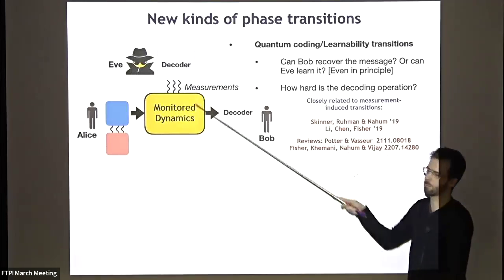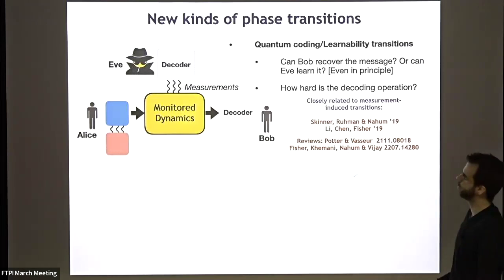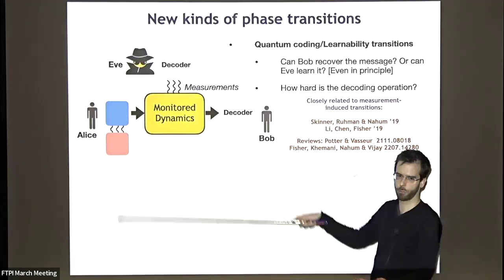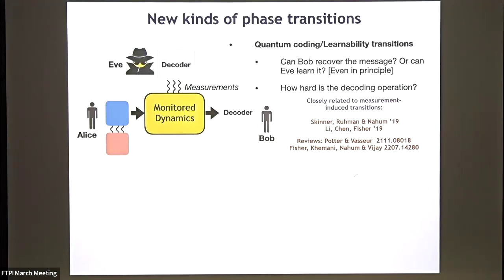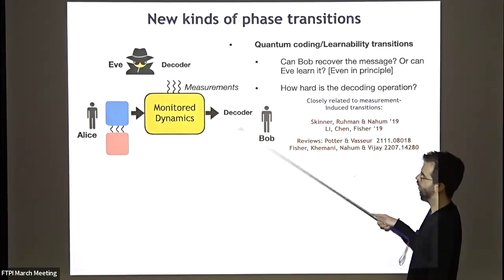Okay. And the basic question that we're going to ask is whether Eve can actually get any information from those measurements. So this is asking something rather fundamental, I would argue: say you have a many-body quantum system, you measure it in some way, do you actually learn anything? Okay, and you'll see that just answering that question is actually non-trivial. And there are actually different phases of whether you learn or not. Okay, and it's related to the so-called coding transition of whether Bob can also recover the message or not.